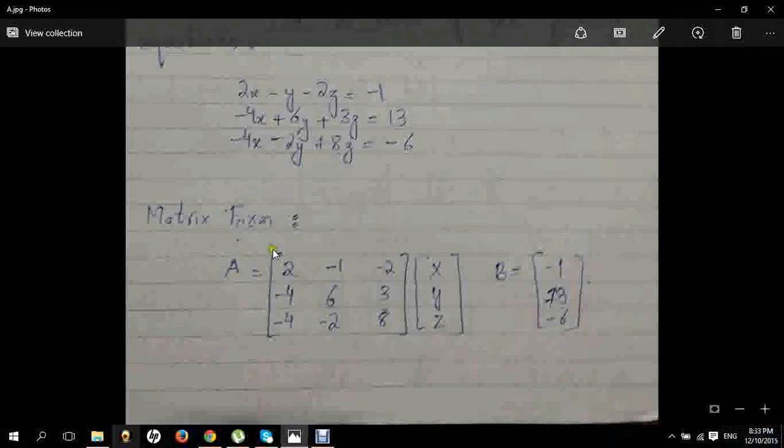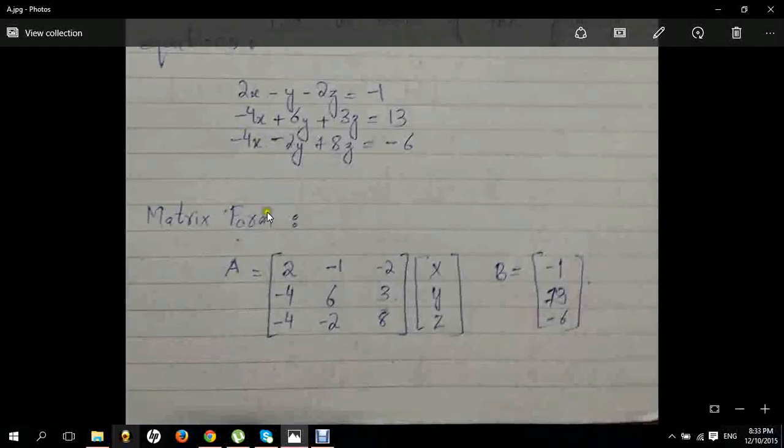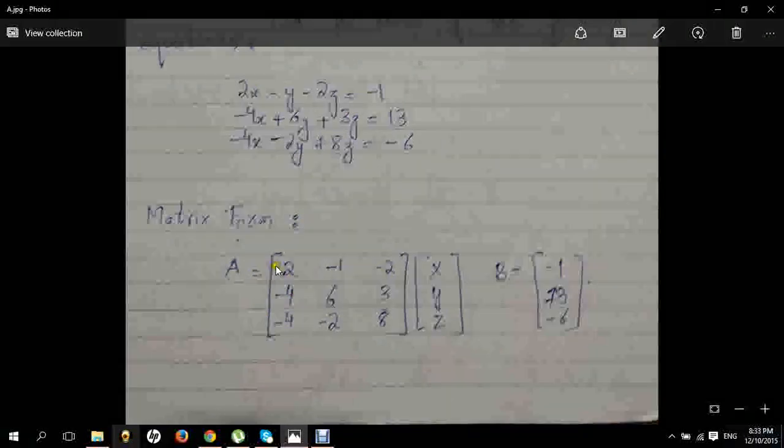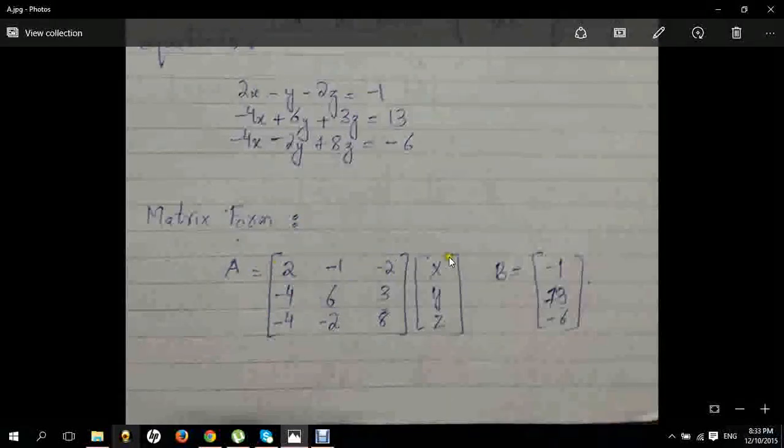As you can see, we're just gonna put constants of x in our first column, constants of y in the second, and the constants of z in the third column. And we have assigned this matrix as the letter A. So this matrix is our matrix A.